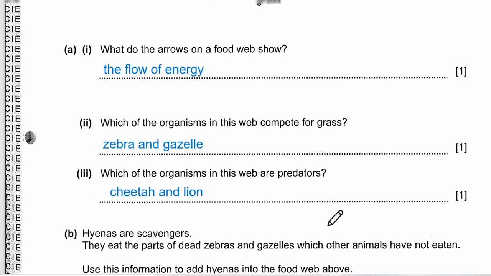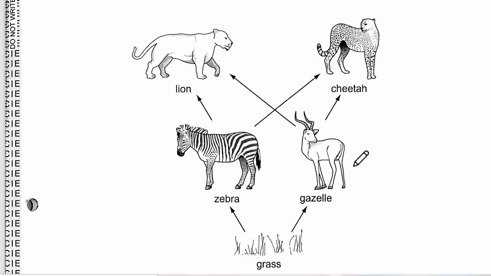So we just have to add this. They eat zebra and gazelle, so we just put hyena in here. It will be something like this. Go here and go here. That's it. Now question 8.